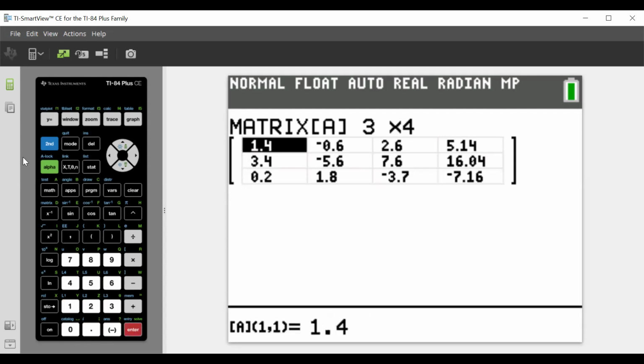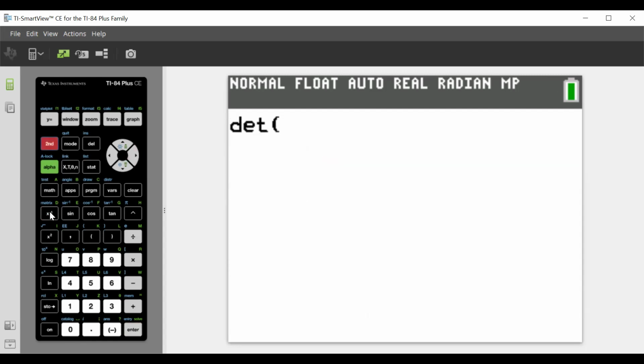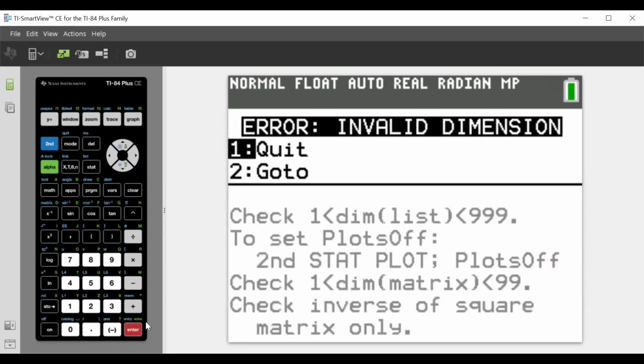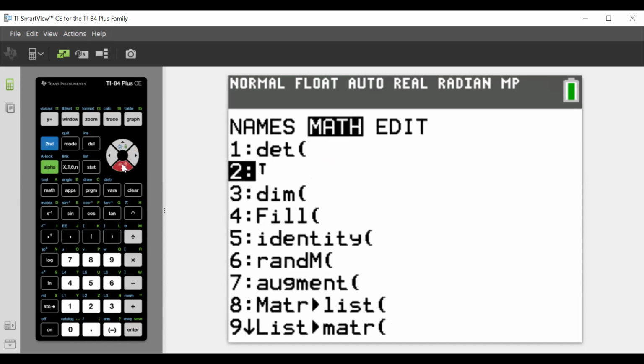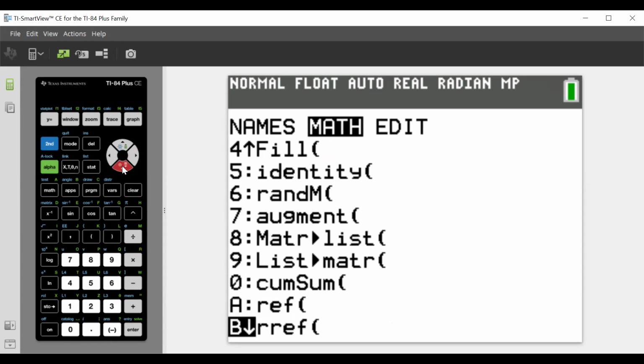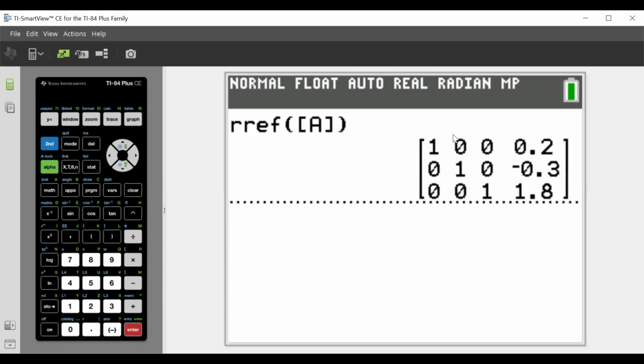All right, not too bad. So now we're going to go and do quit, and we're going to do matrix, we're going to do math, determinant, and do matrix 1, parenthesis. What did I hit wrong? Oh, I didn't want determinant. That's why. I want row, oops, row reduced echelon form. I want that one. And then I do second matrix A in parentheses. And so I get 0.2, negative 0.3, and 1.8 for my values.